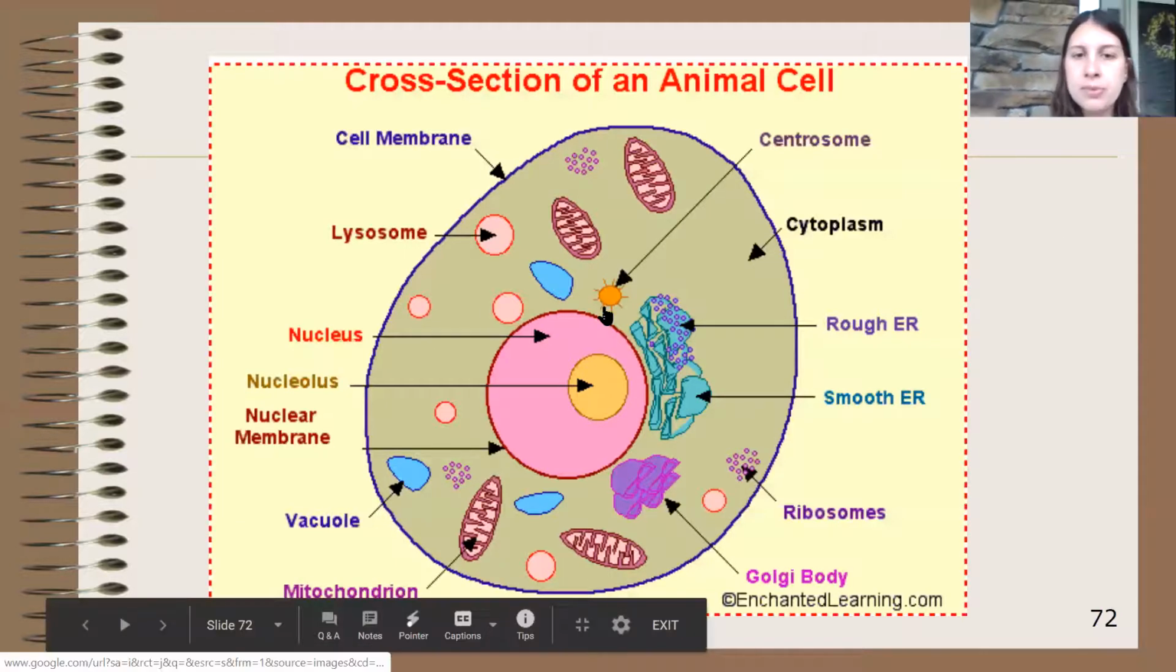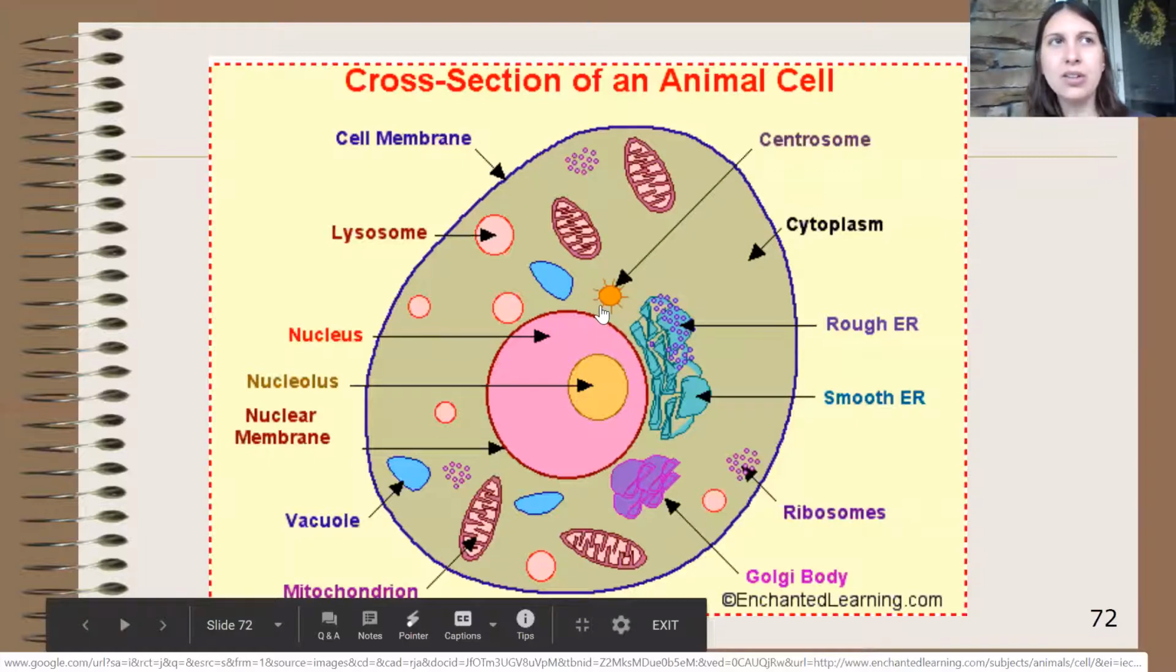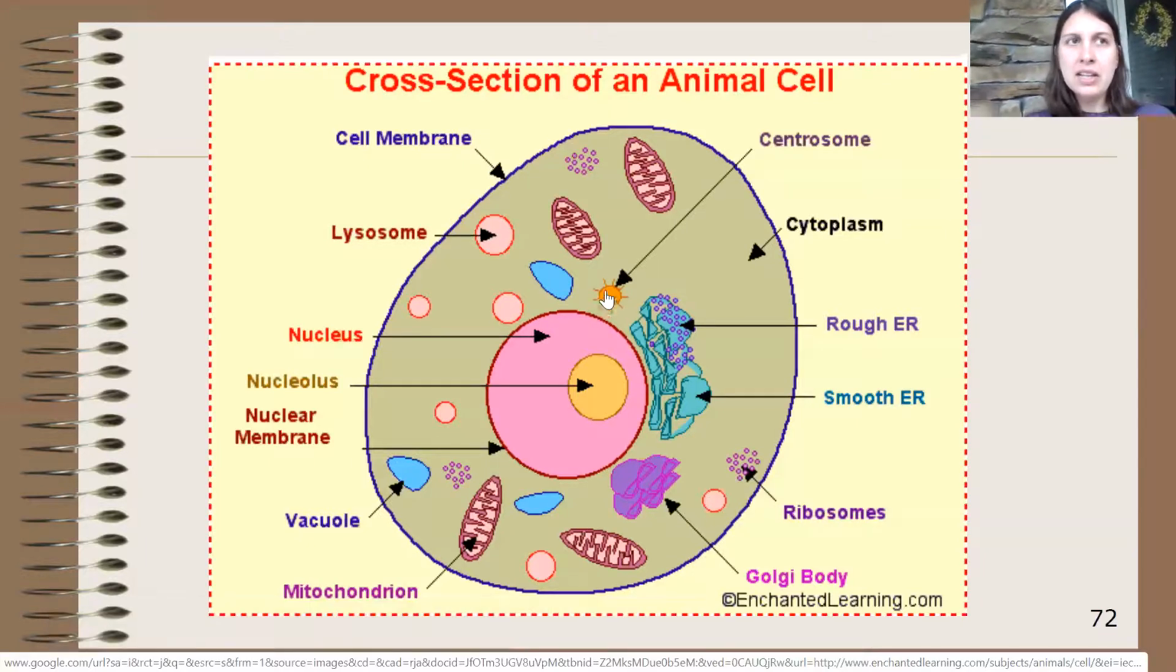The centrosomes, I always think that they look almost like a sun, I guess. They're very rigid around the edges. We've got the nucleus, which is this big pink circle right here. And we've got the cytoplasm, which is the brown Jell-O-like stuff.